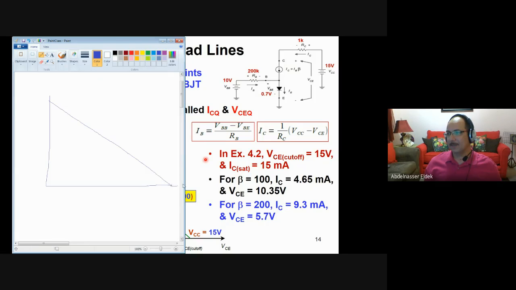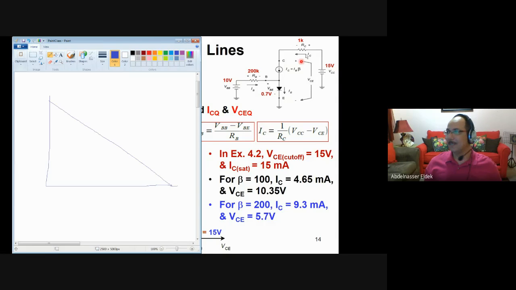Okay, so this one here is VCC. VCC is 15 volt, so here is 15 volt. And this one is IC, which is VCC divided by RC. VCC is 15 divided by 1, so it is 15 milliampere. Let me increase this a little bit. Yeah, this would be better.